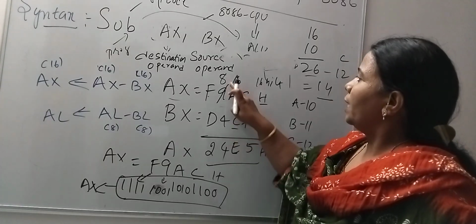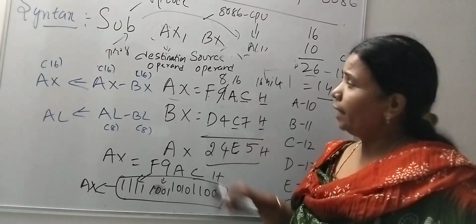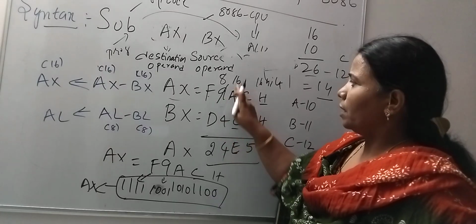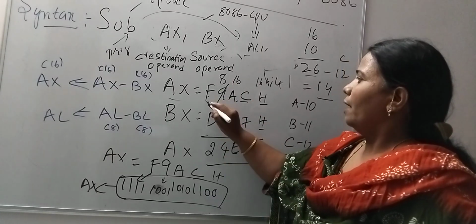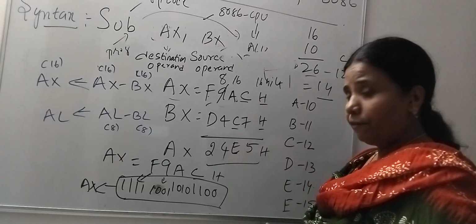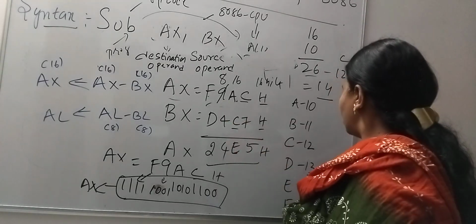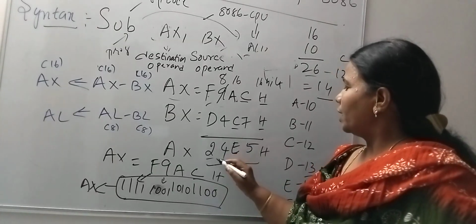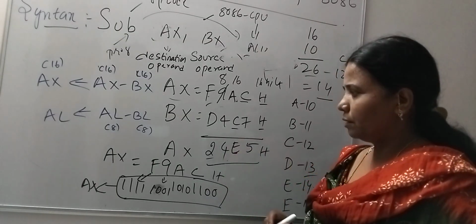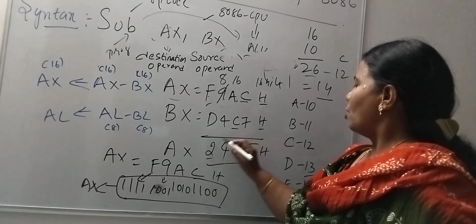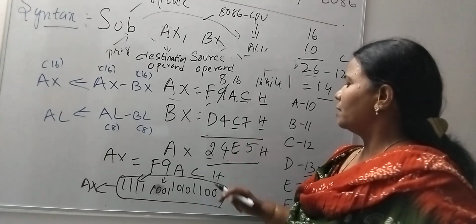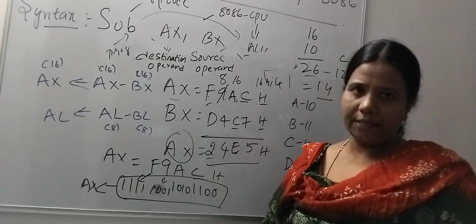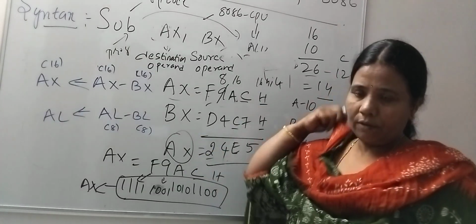Next, what do you have here? 8 and 4. 8 minus 4, how much? Already you had 9, and you have taken one borrow, so 8 minus 4 is 4. And F you have. F is 15, and D is 13. So 15 minus 13, how much? 2, isn't it? So here we got 24EFH after subtraction. This subtracted result will be stored in the AX register. This is the theoretical way we verify it.